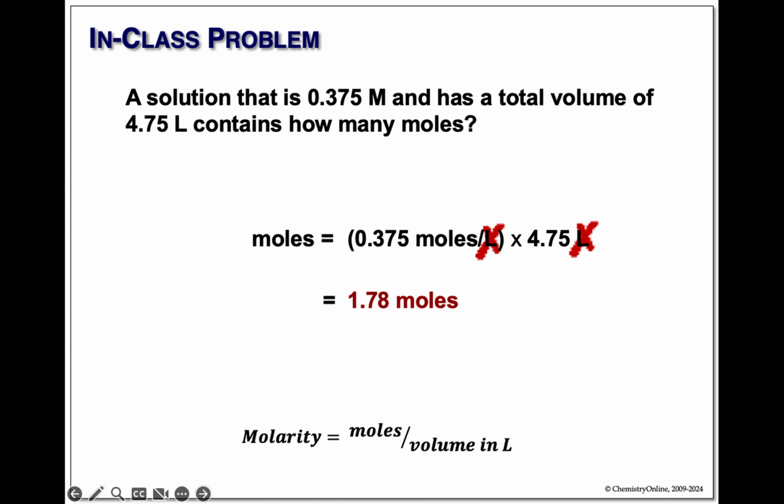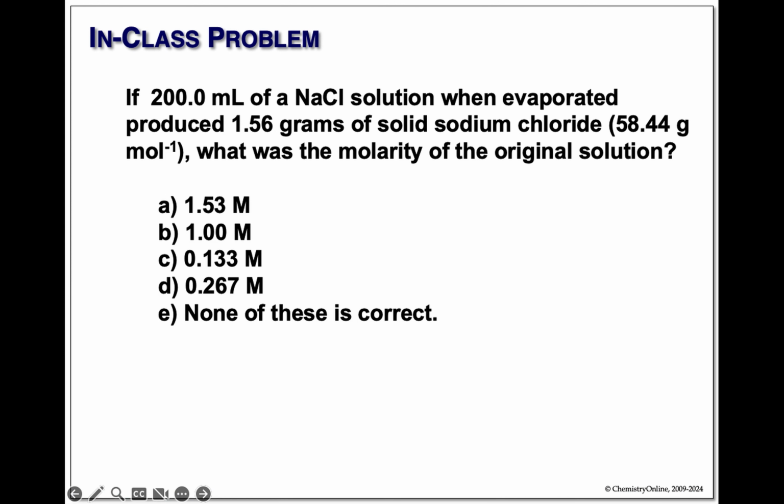On an old version of exam 2, this was the extra credit question. 200 mils of sodium chloride evaporated down. You get a beaker all covered up with crusty stuff. We weigh it, it gets 1.56 grams of solid sodium chloride. What was the original molarity?